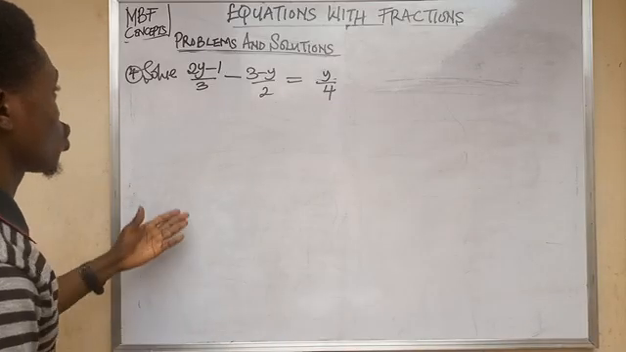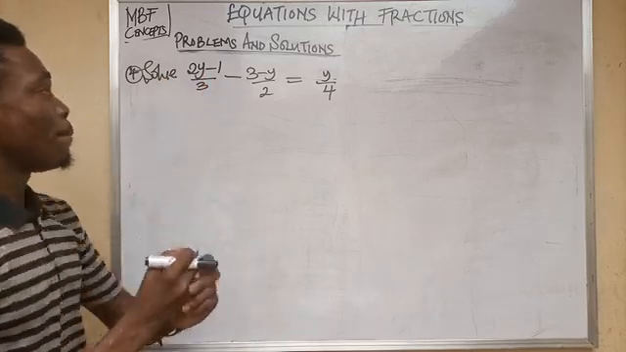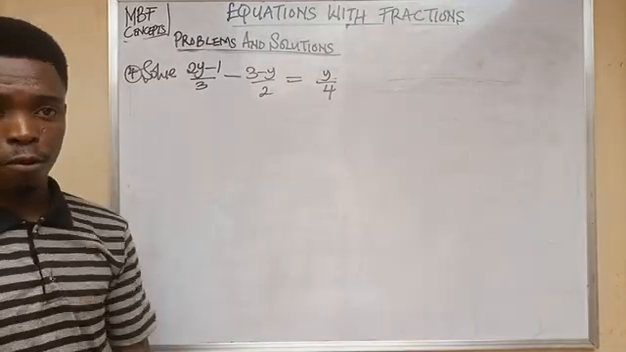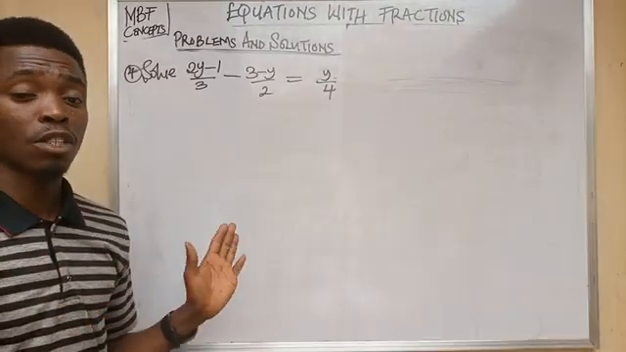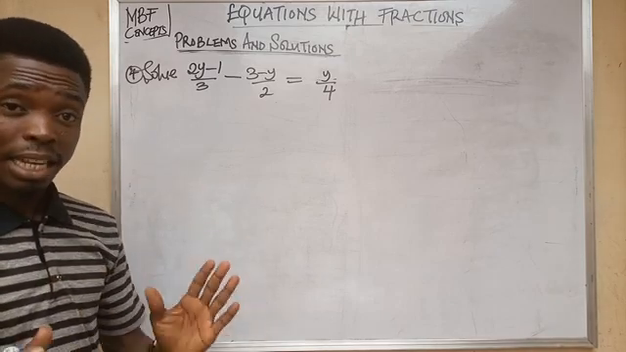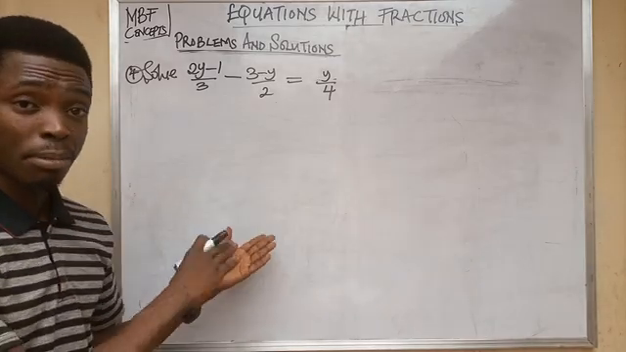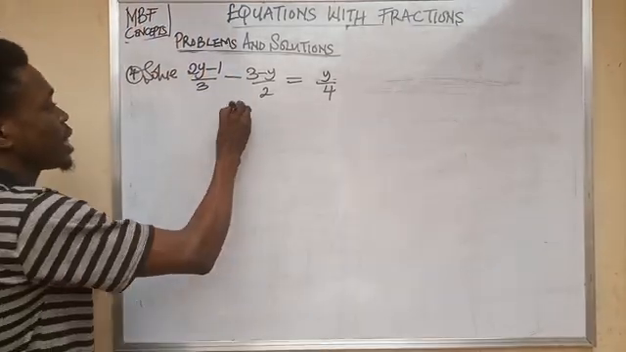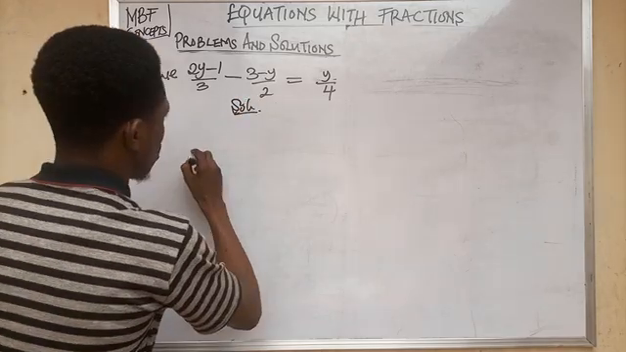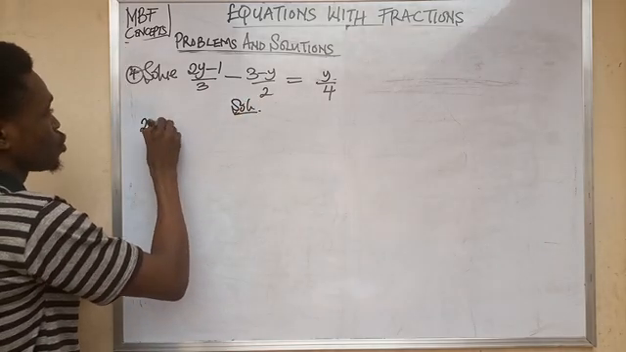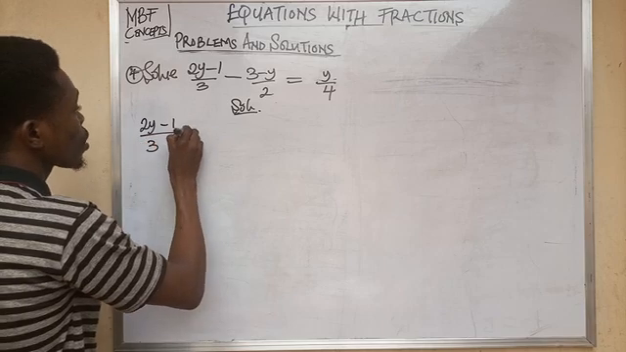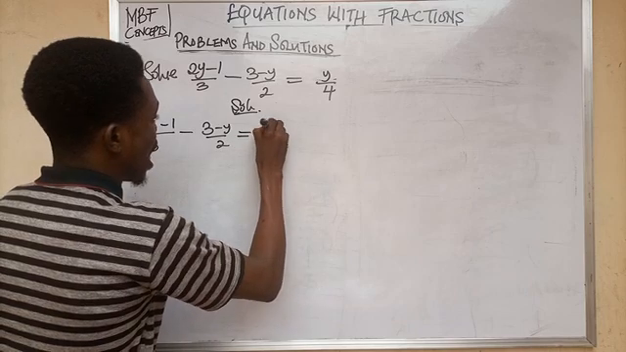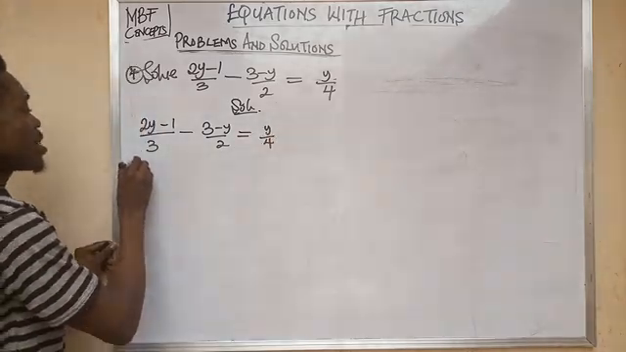Now we are asked to solve 2y minus 1 all over 3 minus 3 minus y all over 2 equal to y over 4. Here we have 3 fractions. It's as simple as ABC, just as we have solved other problems. The same thing, no different. That same 4 steps. Now the first step we take is to see how we can clear the fraction to eliminate the denominators. So we have 2y minus 1 over 3 minus 3 minus y over 2 is equal to y over 4.